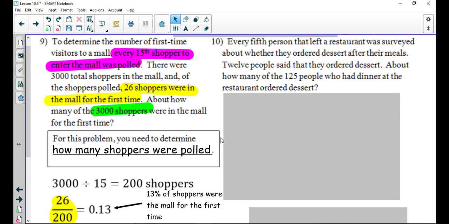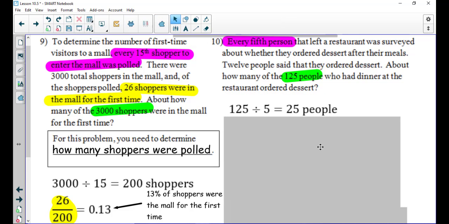All right, let's take a look at number 10. This is very similar to number 9, by the way, because we're going to need to figure out how many people were surveyed or polled. Number 10, every 5th person that left a restaurant was surveyed about whether they ordered dessert after their meals. 12 people said that they ordered dessert. About how many of the 125 people who had dinner at the restaurant ordered dessert? So we had 125 people at the restaurant, and we know that every 5th person was surveyed about whether they ordered dessert. Again, that's a systematic sample.